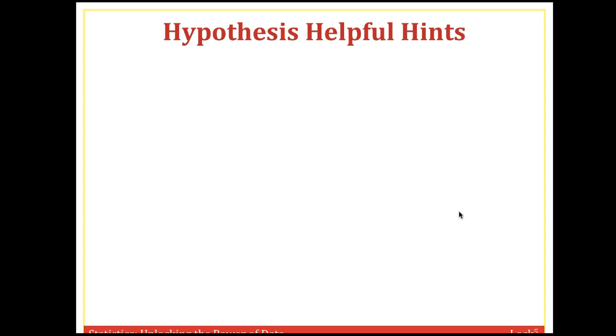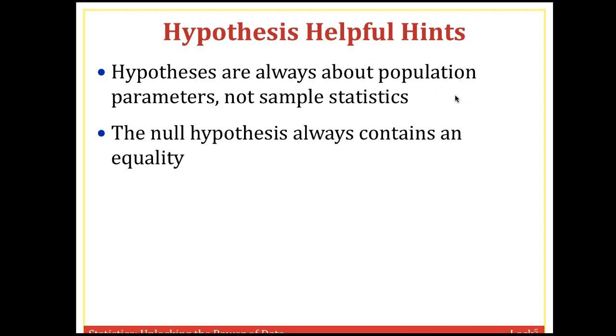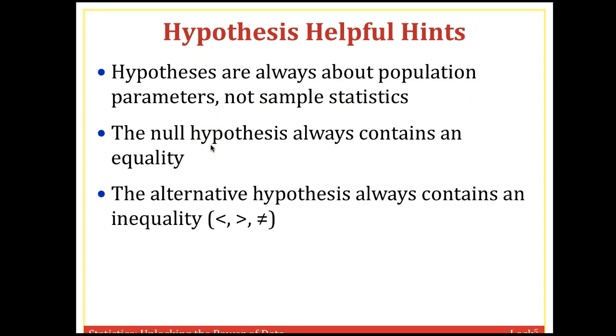Okay, hypothesis helpful hints. One thing: hypotheses are always about population parameters, not sample statistics. So hypotheses should always involve population parameters. The null hypothesis always contains equality, so there should be a statement of equality or an equal sign. And the alternative hypothesis always contains an inequality: less than, greater than, or not equal to.